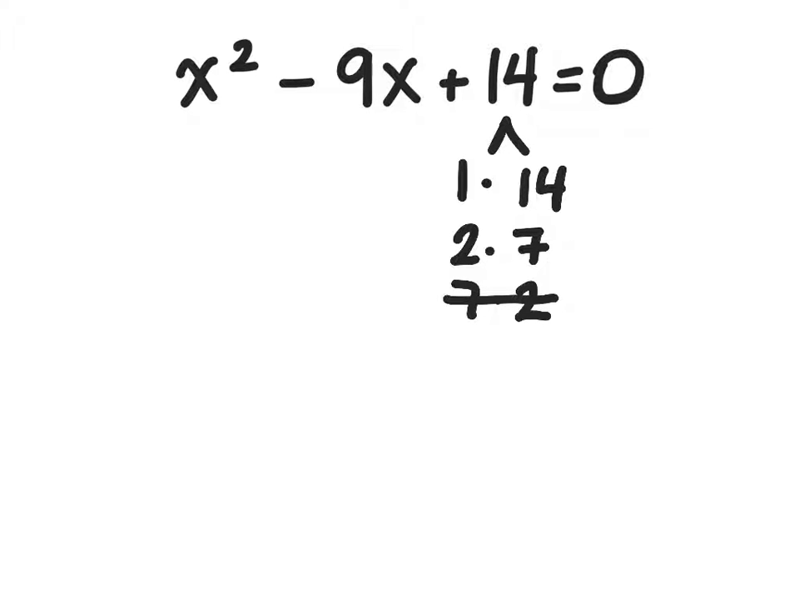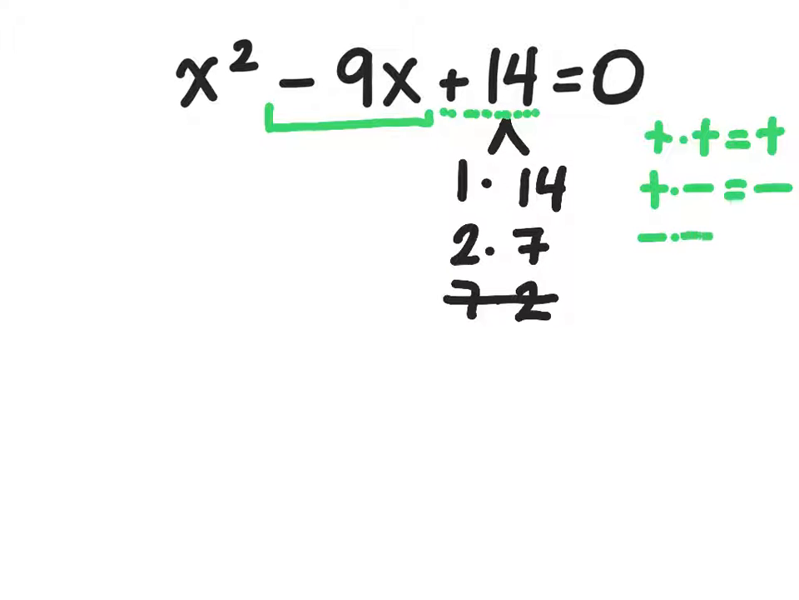All right, but now I notice that I'm adding to a negative number, multiplying to a positive. So we said earlier that if we had a positive times a positive, we had a positive number. A positive times a negative number will give me a negative number, and a negative times a negative will give me a positive. So if I'm adding to a negative number, multiplying to a positive, I know both of these numbers must be negative.